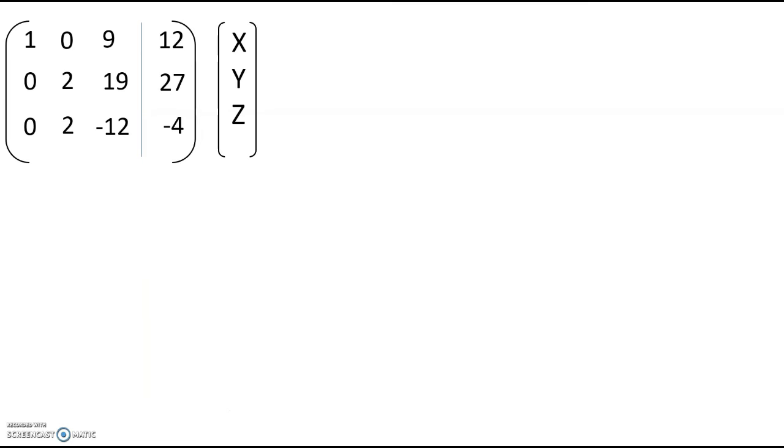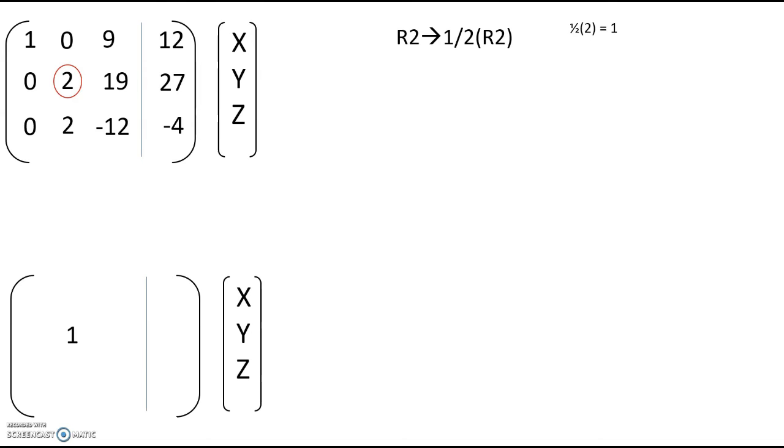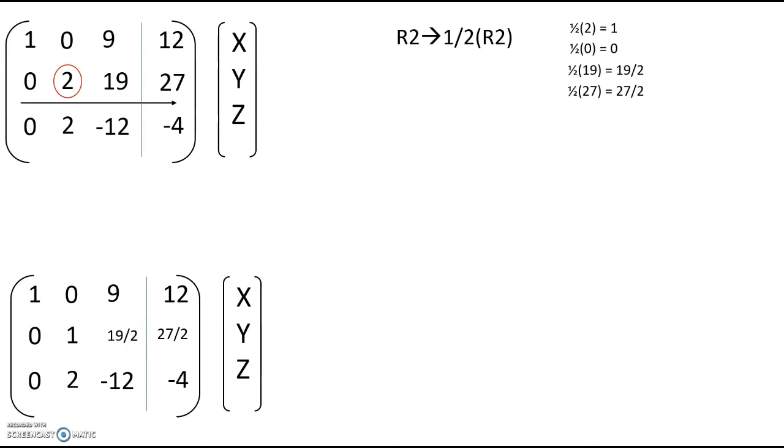Now, I'm gonna turn this value into 1. So I'm gonna divide it with 2. So 1 over 2 times 2 is equals to 1. So write down there. And then same thing goes for the whole row. So 1 over 2 times 0 is equals to 0. And then 1 over 2 times 19 is equals to 19 over 2. Write down there. And 1 over 2 times 27 is equals to 27 over 2. Write it down there. Leave everything else as the same.